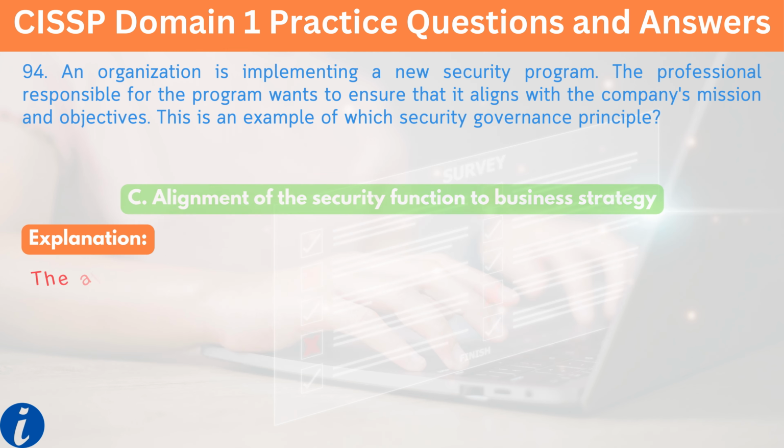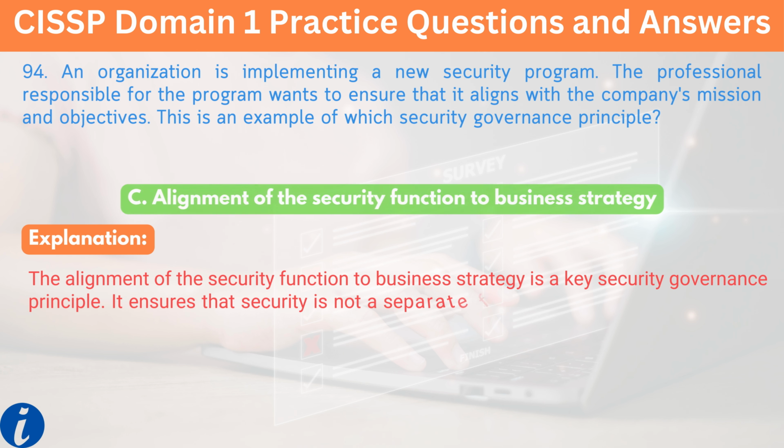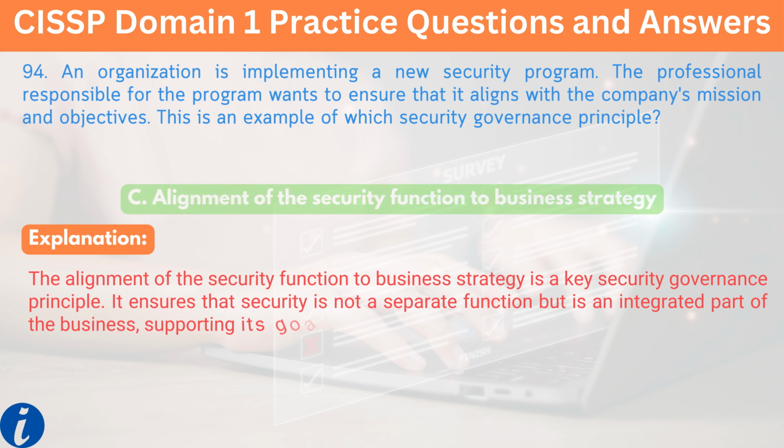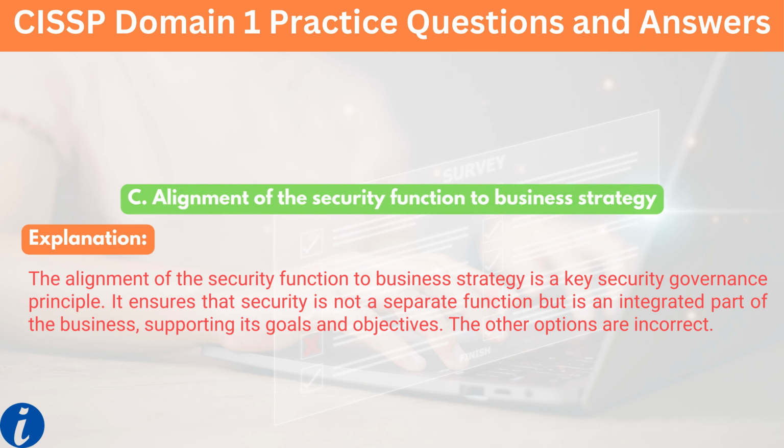The correct answer is C. Alignment of the security function to business strategy. Explanation. The alignment of the security function to business strategy is a key security governance principle. It ensures that security is not a separate function but is an integrated part of the business, supporting its goals and objectives. The other options are incorrect.